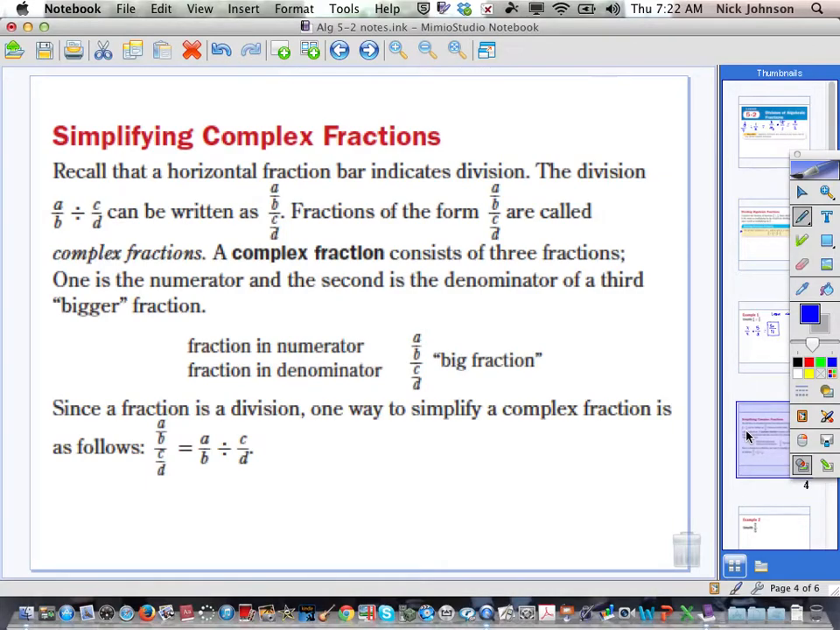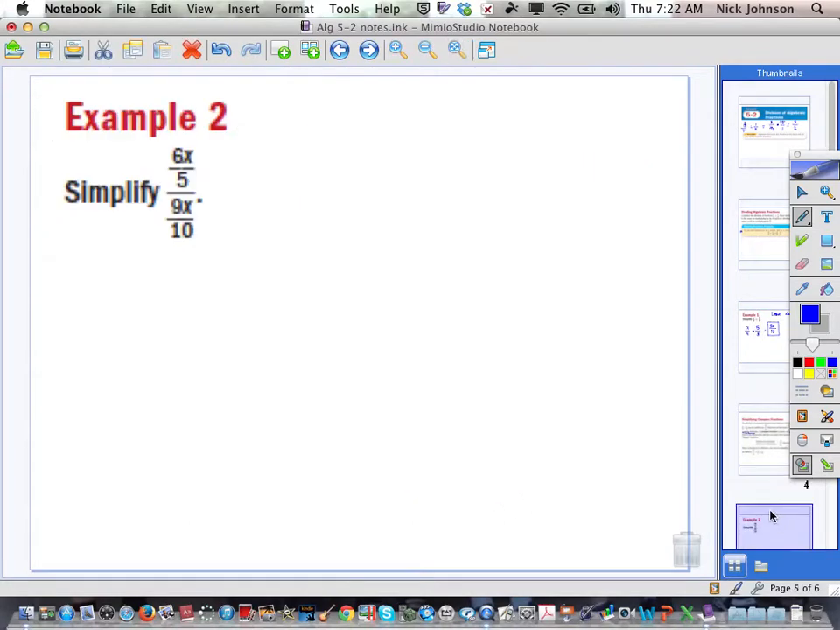Simplifying a complex fraction. Recall that a horizontal fraction bar indicates division. The division of that can be written as a over b divided by c over d. Same thing. Fractions of the form like this are called complex fractions. A complex fraction consists of 3 fractions. One is the numerator, the second is the denominator of a third bigger fraction. So this divided by this, and this is the whole big fraction.